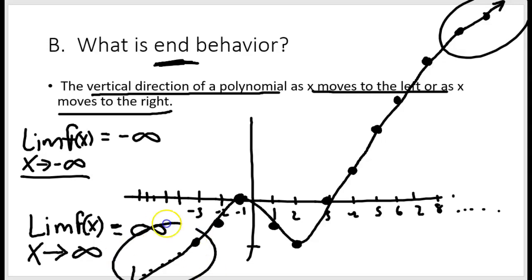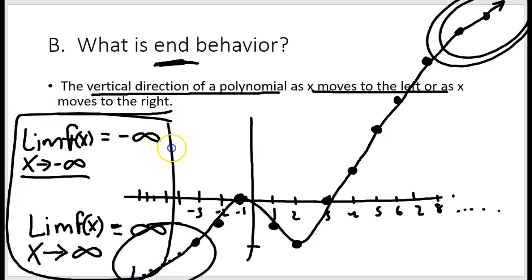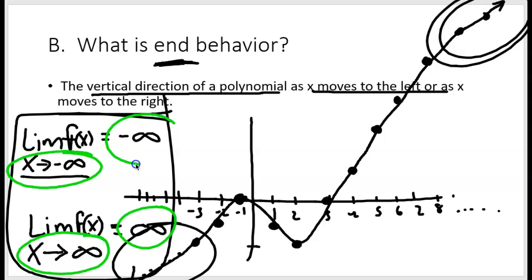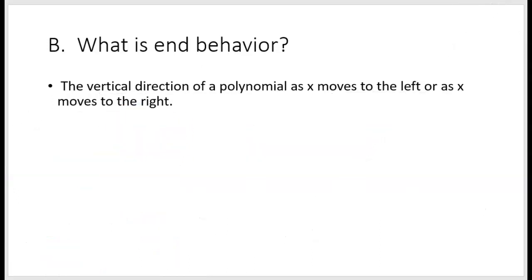On the left end of my graph, we're going down. On the right end of my graph, we're going up. Now, you need to be able to see that in the equation too, so let me circle that and say the same thing again. On the right end of my graph, we're going up. On the left end of my graph, we're going down. Okay? So here's another way that I can write these limits for you to understand when we're talking about end behavior.